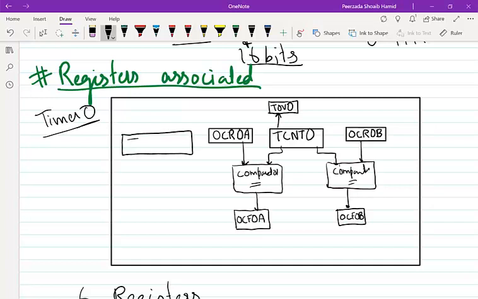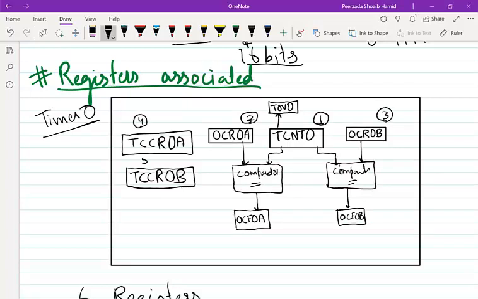We call them TCCR, timer control register, for timer 0, TCCR0A, and there is another control register, TCCR0B. So these are 5 basic registers present inside every timer. So we have the counter register, we have two output compare registers, and then we have two control registers which actually control the functioning of the timer, in which mode we have to use the timers.